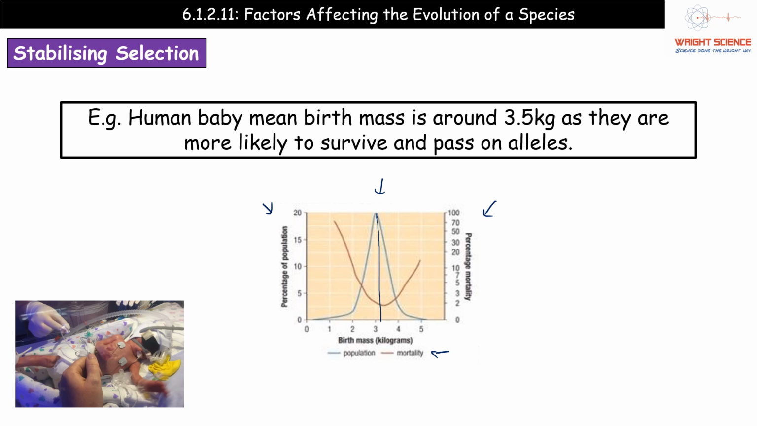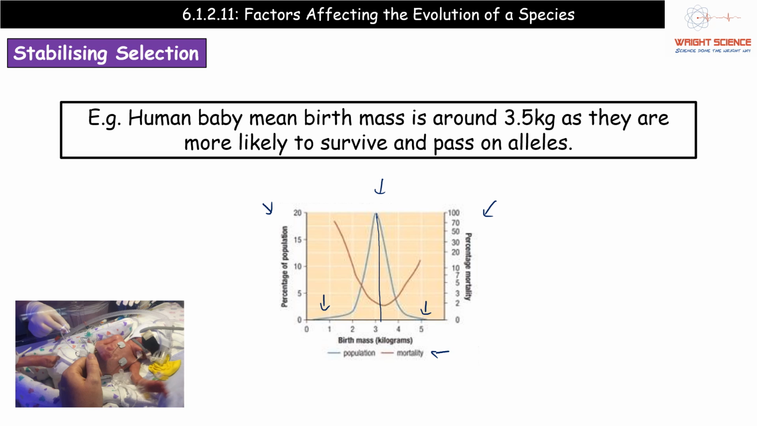And the reason for that is that our babies are going to survive. Have a look at the red line. The percentage mortality around those little babies is only at about 2%. So that's obviously going to be most of them surviving, and therefore they will pass on their alleles. It then drops off really quite quickly. If you have a look at the number of babies, so the percentage of the population that have a mean birth mass at those extremes, either the high or the low, then it really is very low at those points.